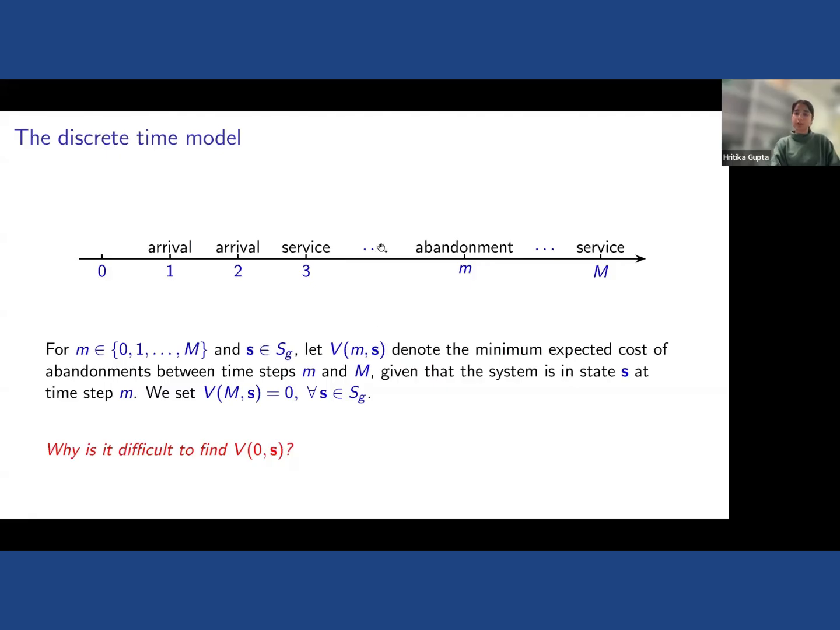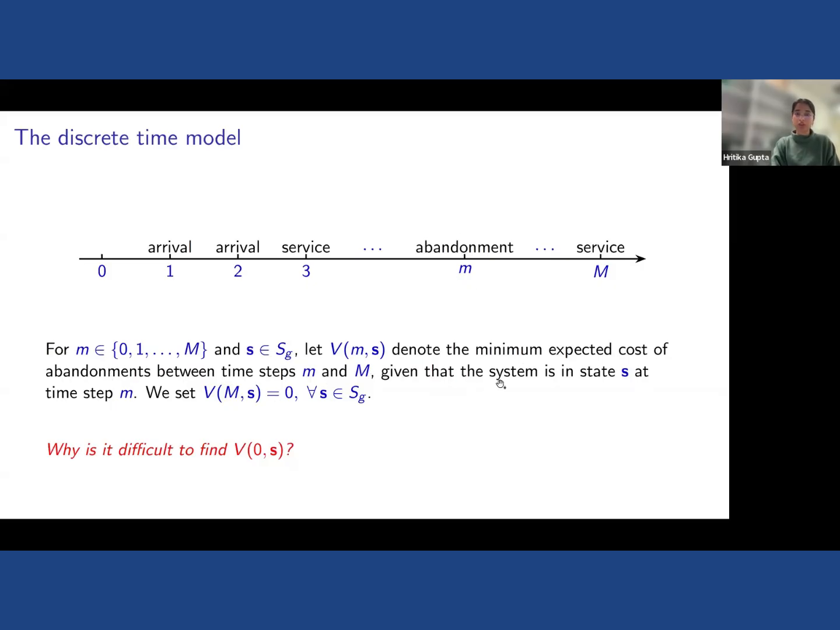We now define the value function for this model. So let V_m(s) denote the minimum expected cost of abandonments between time steps m and capital M, given that the system is in state s at time step m. And we set the boundary condition at capital M equal to 0. So V_m(s) here represents the minimum expected cost of abandonments between small m and capital M, and we know the state at small m.